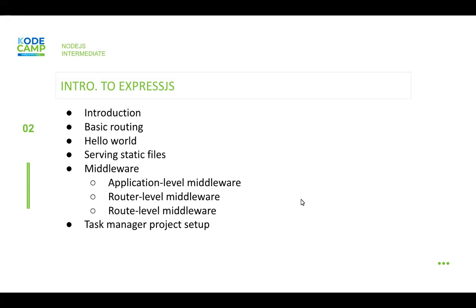Okay, so in our previous class, we tried to introduce Express and we discussed how Express simplifies all the complexities in NodeJS, and we talked about basic routing and created a Hello World application. And today we will move further by learning how we can serve static files in Express. And then we'll also talk about middleware: the application level middleware, router level middleware, and the route level middleware. After that, we'll move to setting up our task manager project. Okay, so let's get to work.